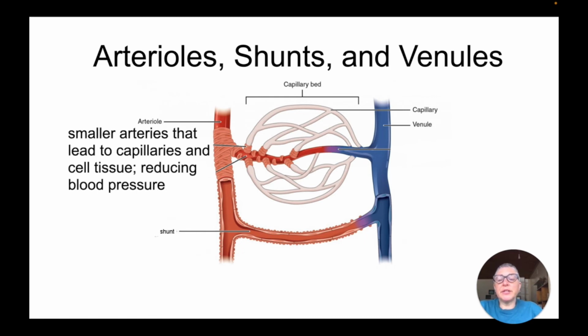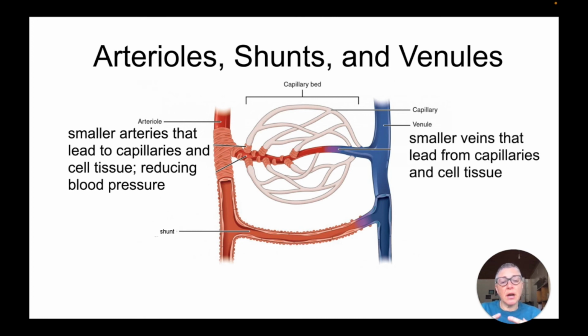So the arterioles are basically smaller arteries. So the structure will be exactly the same, except a little bit smaller. They're going to lead from the main arteries to the capillary beds. The arterioles will just get smaller and smaller until they reach the capillary bed. And this is going to reduce the blood pressure in the tube itself, which is important because we don't want blood at high pressure in the capillary.